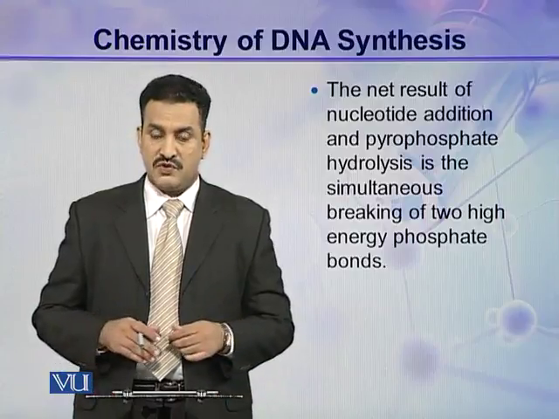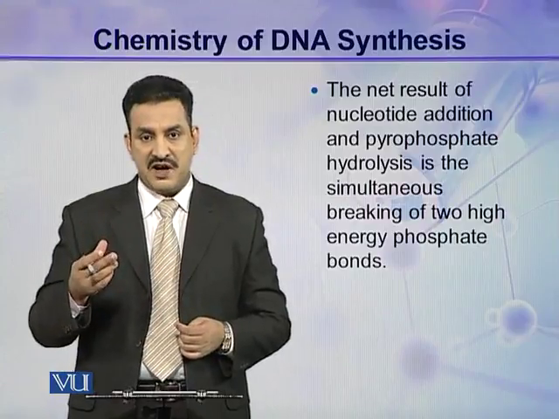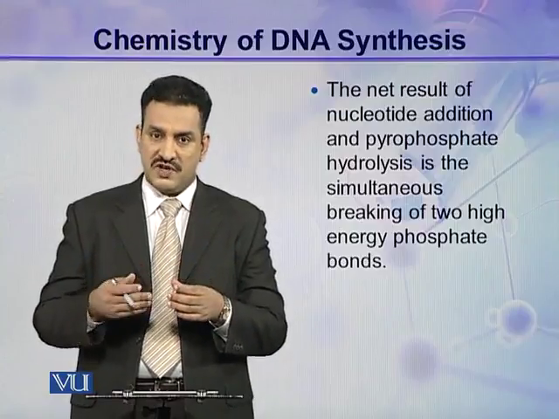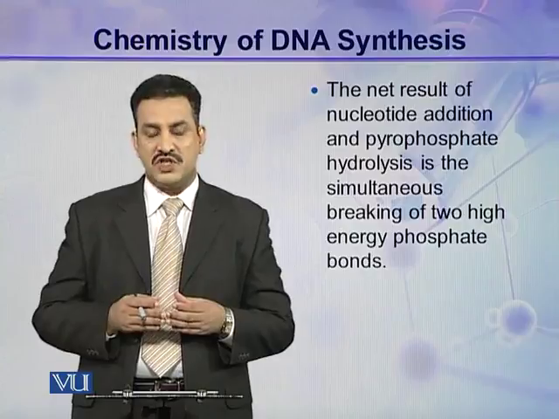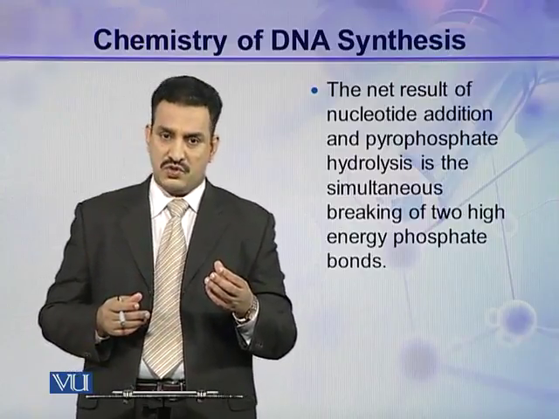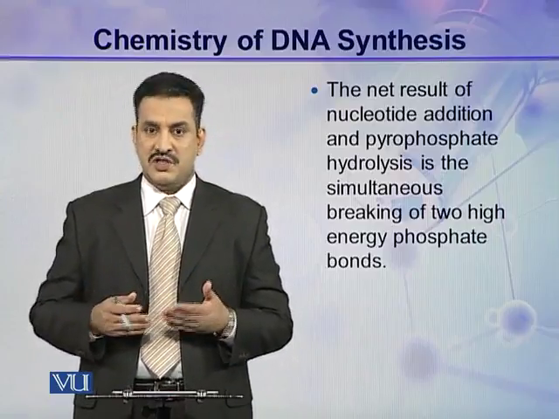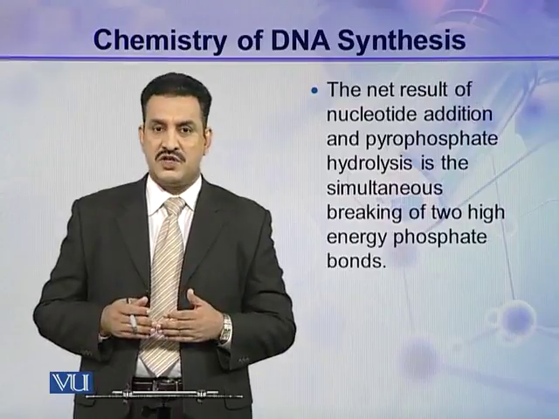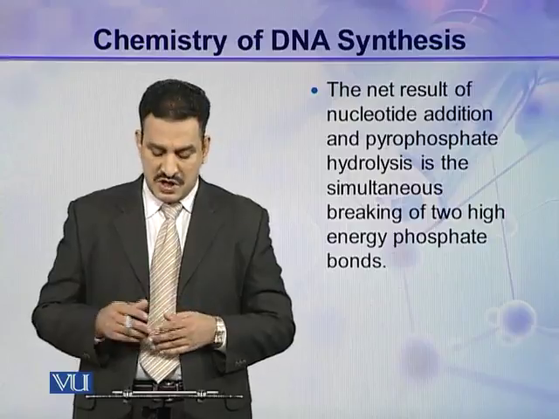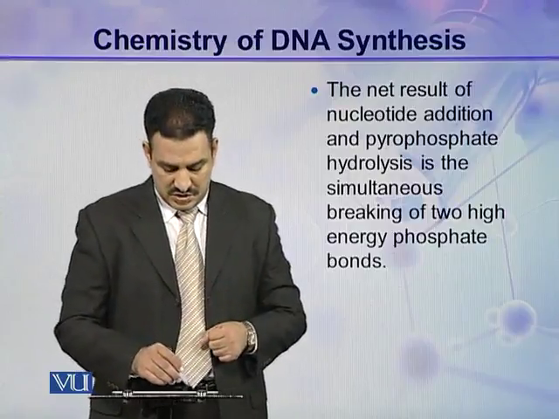These two high energy phosphate bonds are present. One is present between the alpha phosphate group and the beta phosphate group. This bond is broken first, and the second bond, which is present between the beta phosphate group and the gamma phosphate group, actually present in a pyrophosphate, is again hydrolyzed. So the hydrolysis of these two high energy bonds releases much energy which drives this synthesis.